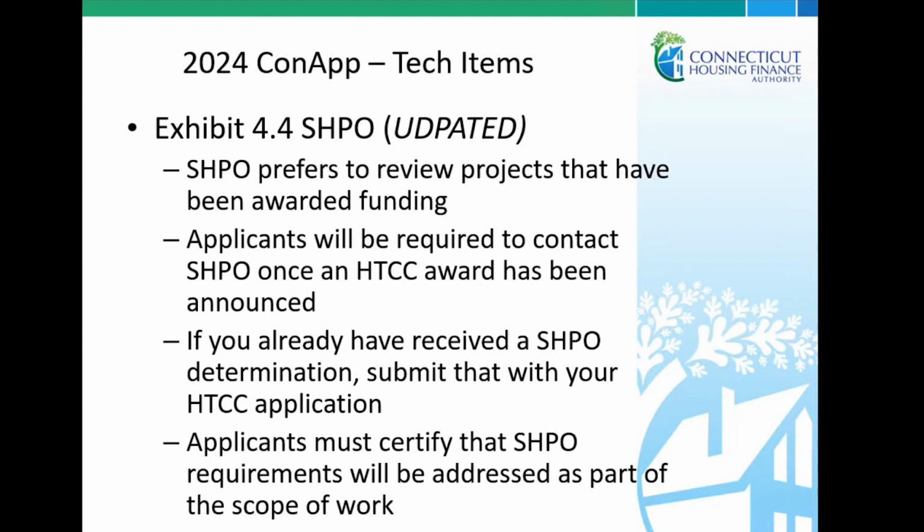So one of the changes is the SHPO. So in discussions with SHPO, they would prefer to review projects that have been actually awarded funding. So applicants will be required to contact the SHPO office once the HTCC award has been announced. If you already do have that SHPO outreach and that determination letter, certainly provide that with your HTCC application. And again, you will need to certify that SHPO requirements, if any, will be addressed as part of the scope of work. So this is a little bit of a change again from last year.